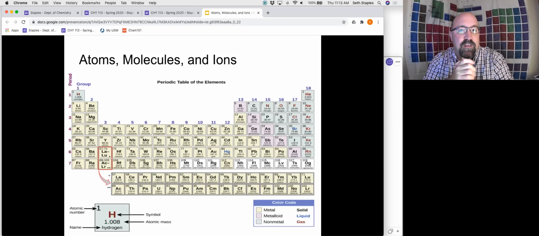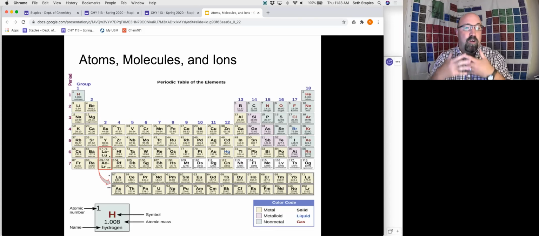Today our focus is on atomic structure, looking at the basics of an atom, what makes an atom up, and what are some of the basic properties, because the atom is our basic building block of all matter. And so to have an understanding of matter, we need to know what an atom is all about.